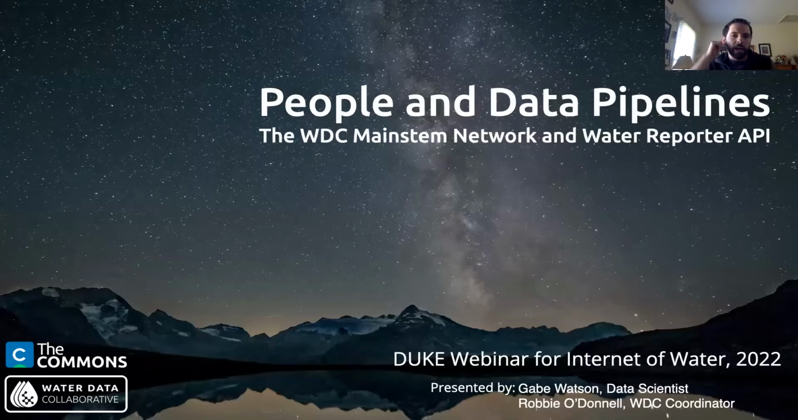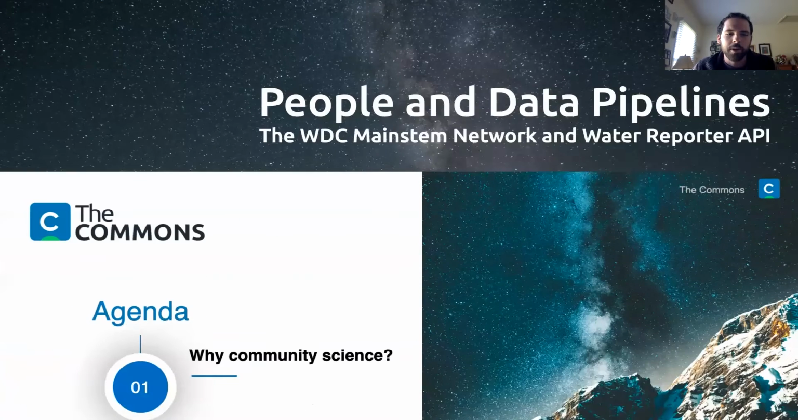Thanks, everyone, for coming out. Me and Gabe are pretty excited to present some of the stuff here and talk about people and data pipelines. We'll go into and explain what we really mean by that. But to use two examples, we're going to use the Commons WDC Mainstem Network and the Water Reporter API. I am Robbie O'Donnell, and we have Gabe here as well. So let's dive into it, Gabe.